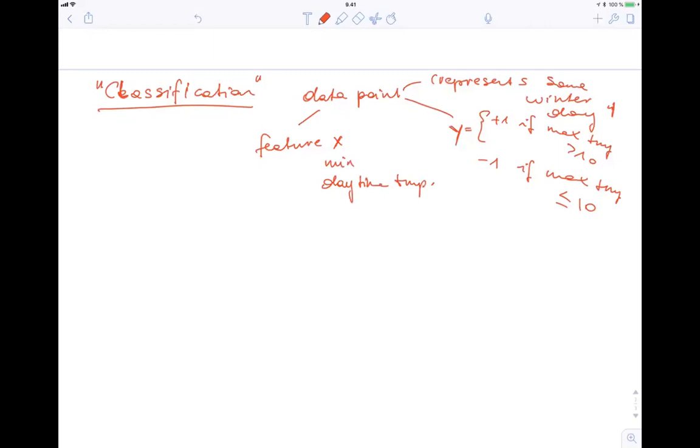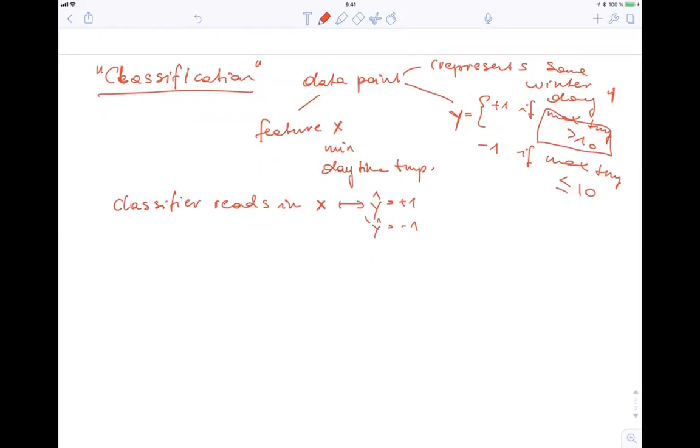So we want to learn a classifier that reads in the feature and outputs a guess or a prediction for the label. So is the label plus one? Do we think the maximum daytime temperature will be larger than 10 or not? In which case it should output minus one. So that's a binary classification problem.